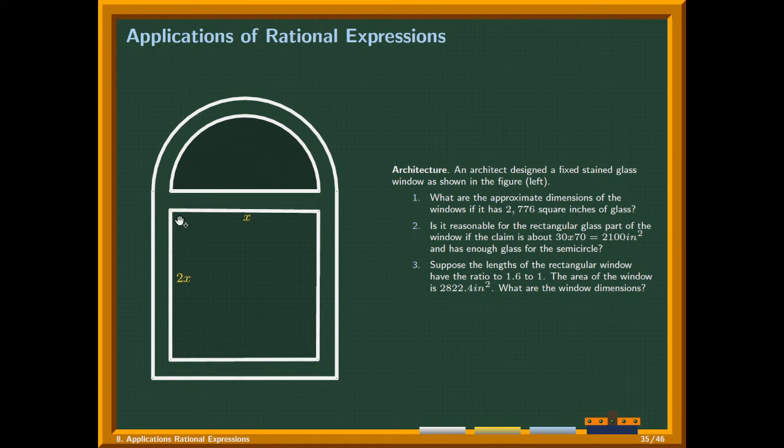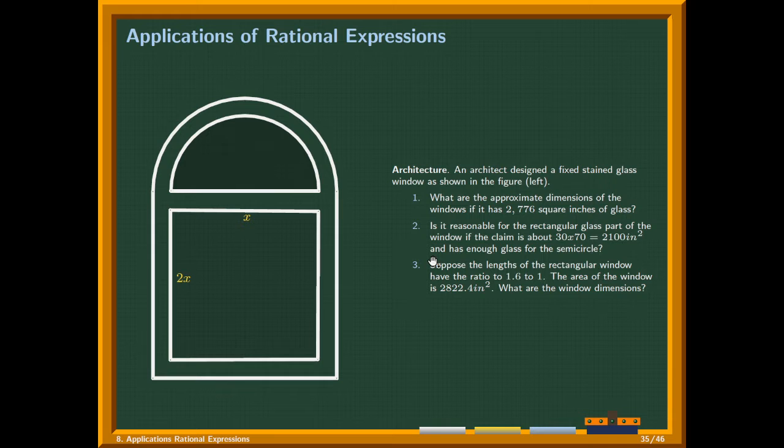So we have a rectangular portion wherein the width is exactly equal to the diameter of its semicircle, and the value of it is x. We do not know. And the length is twice the width, so 2x. So we are going to deal with three different situations.